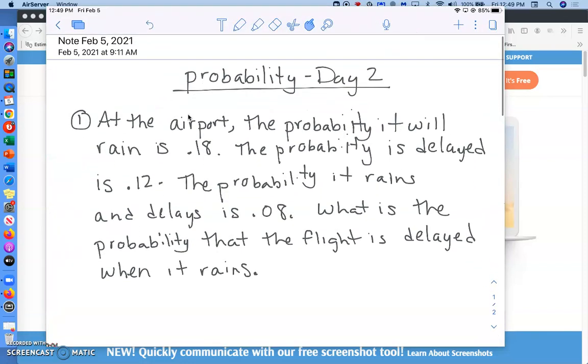Hello. So what we're going to do today is talk about our second day of probability. So let's have you pause the video and get this problem written down.